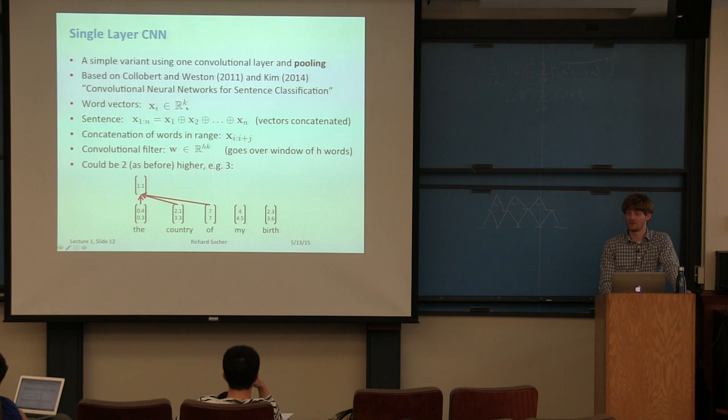Now, we will define this notation, x_{i:i+j}, to be the concatenation of all the words in the range from i to i+j. So if we have 1:2, then it's just vector 1 and vector 2 concatenated. But we can also have 3 to 5 or 3 to 6 and so on. It'll just be these vectors concatenated in a long row vector.